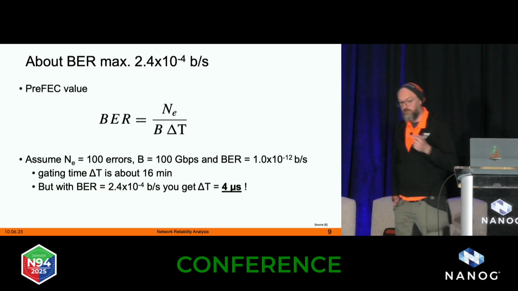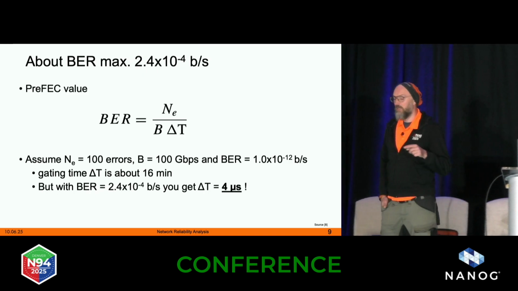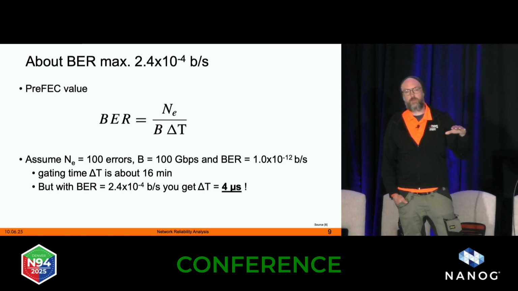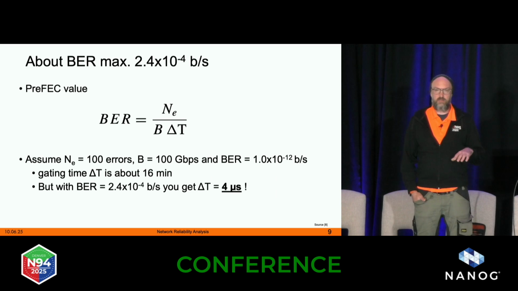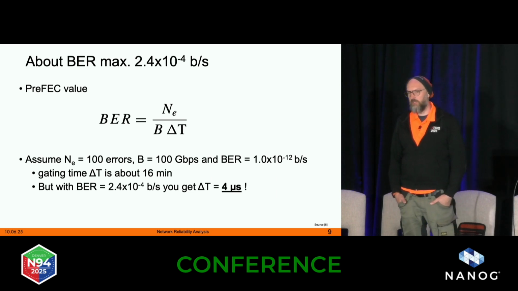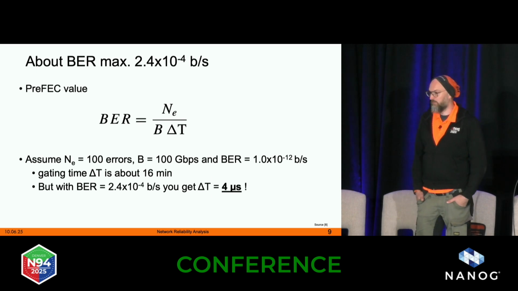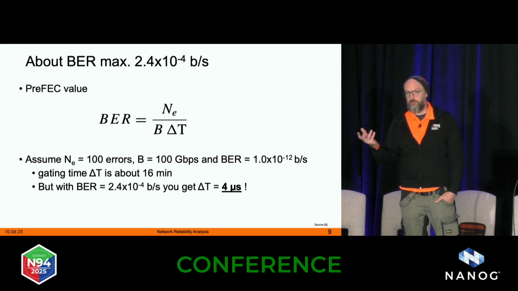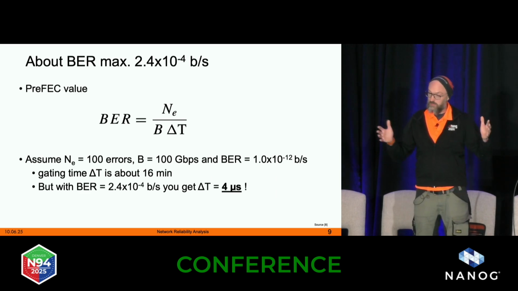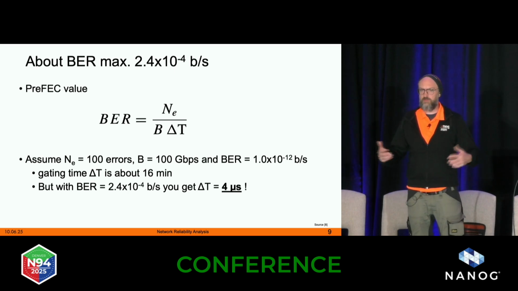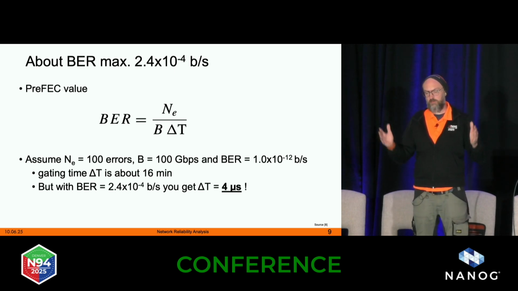Now, a little bit back to the theory. As I said at the beginning, 2.4 multiplied by 10 to the power of -4 is the maximum bit error rate which IEEE allows for a proper link. So how is the bit error rate calculated? It's a pretty simple formula. You have the amount of errors you encounter in a certain time, our gating time, and you divide it by the overall bits you transferred in the same period of time.